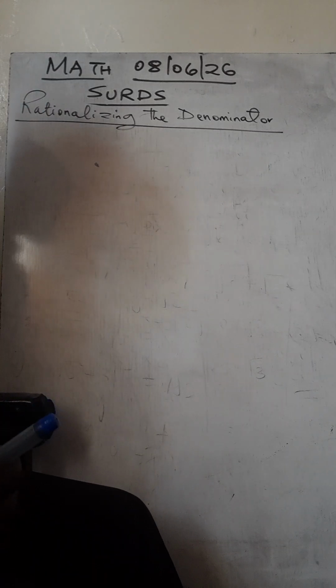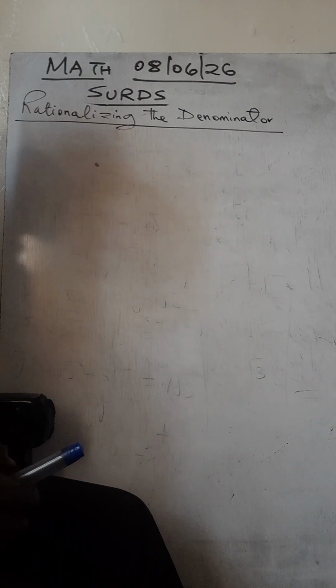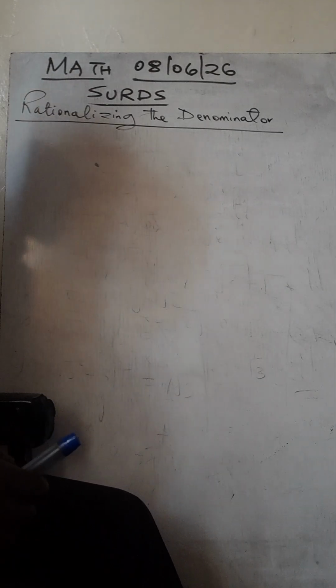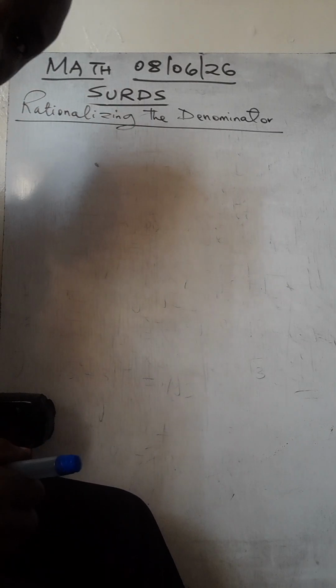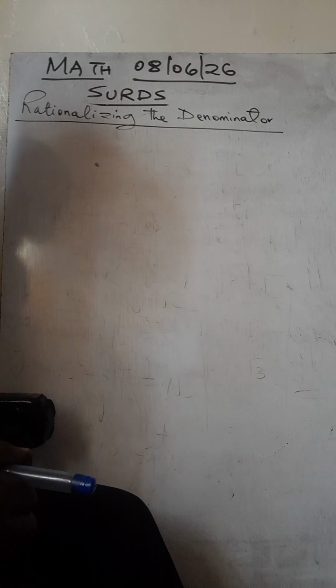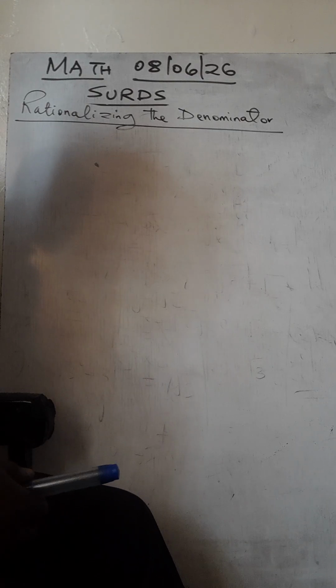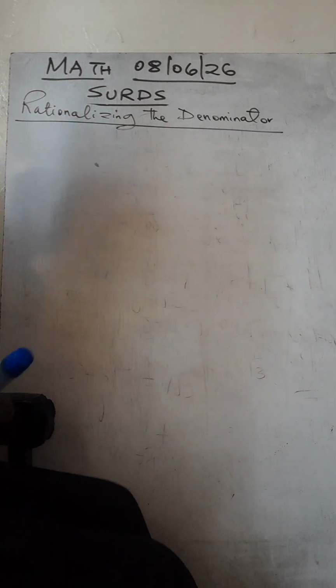To rationalize the denominator simply means, if a surd is in fraction form and the denominator is an irrational root, you work towards removing that irrational root from the denominator side so that the denominator becomes a rational number. Let me put it in writing.